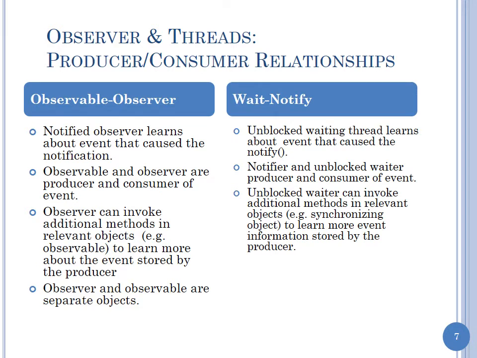In the wait notify case, again, the unblocked waiter can invoke additional methods in relevant objects, the synchronizing object, for the monitor, for instance, to learn more event information stored by the producer. So there's a similarity there. And observer and observable are separate objects. Notifier and unblocked waiter are separate threads. So in both cases, we're talking of separation.